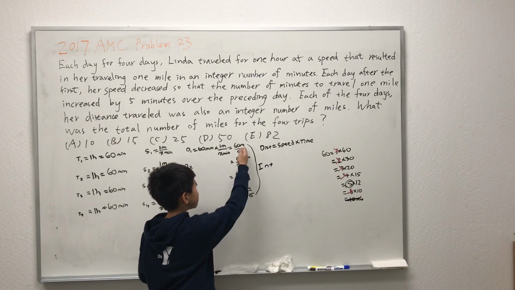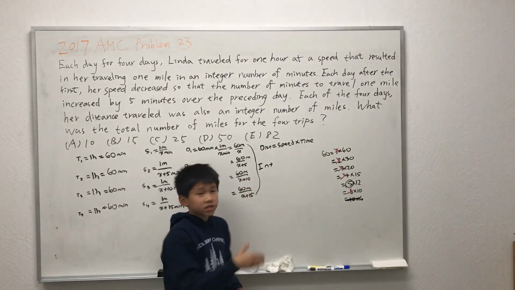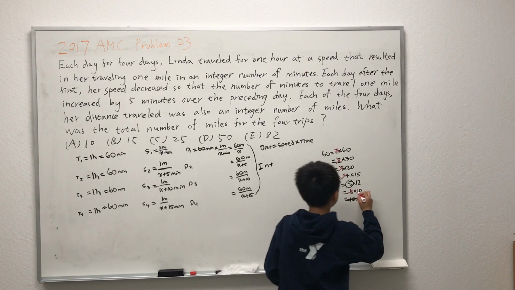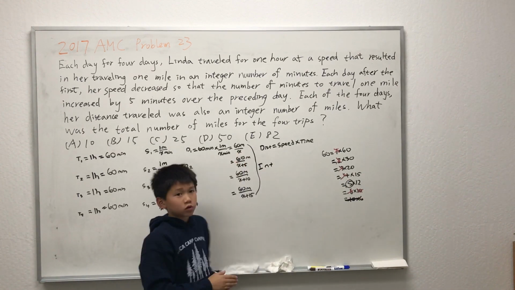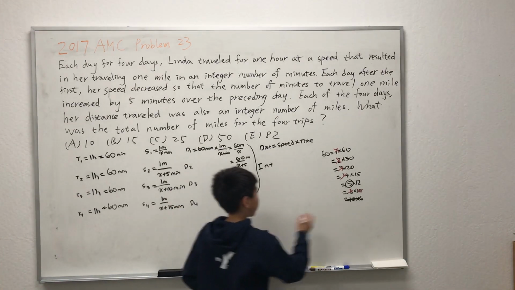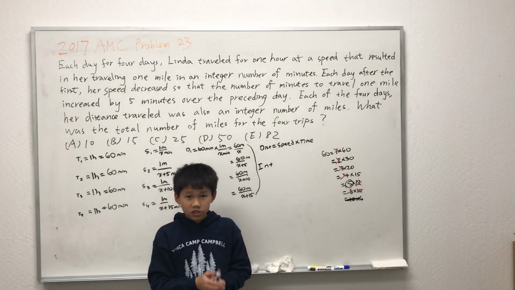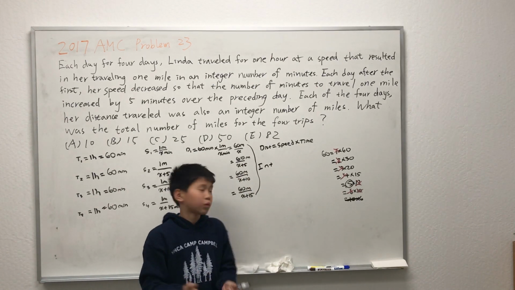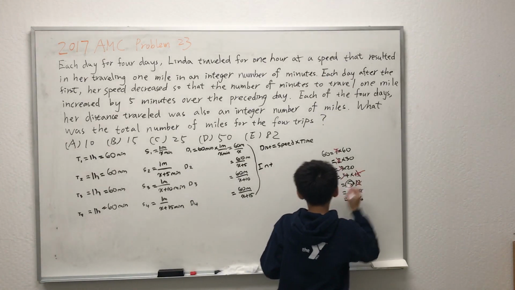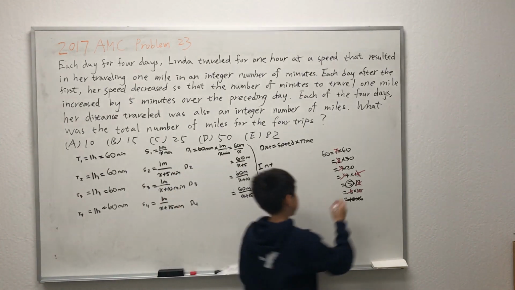Let's try 10 now. 60 over 10, yes, that is an integer. 60 over 15, that is an integer. 60 over 20, that is an integer. But 60 over 25 is not an integer. Therefore, 10 cannot be x. Let's try 12. 60 over 12, yes. But 60 over 17 is not an integer. Therefore, 12 cannot be x. 15. 60 over 15, yes, that is an integer. 60 over 20 is an integer as well. But 60 over 15 plus 10, 25, is not an integer, so 15 cannot be x. 20: 60 over 20 is an integer, but 60 divided by 25 is not an integer.